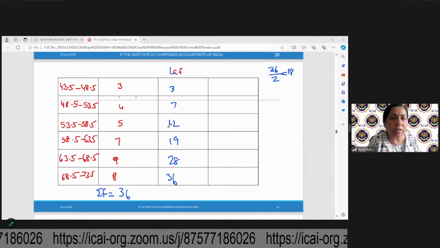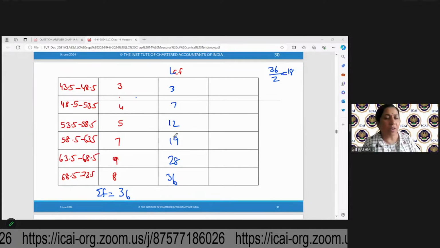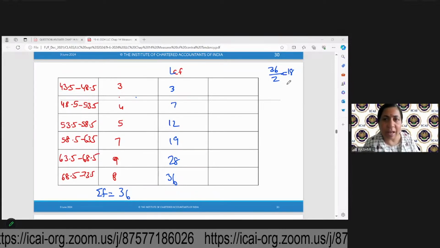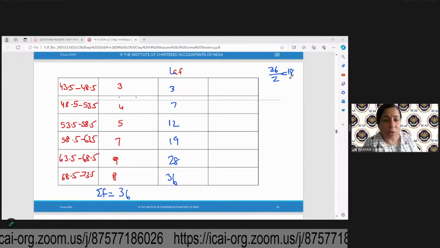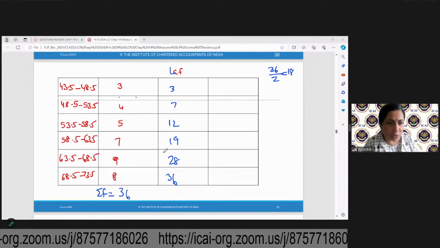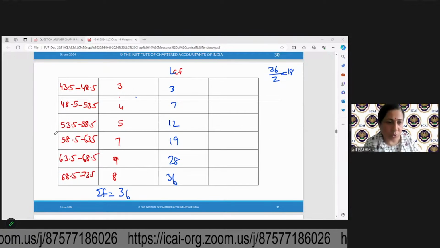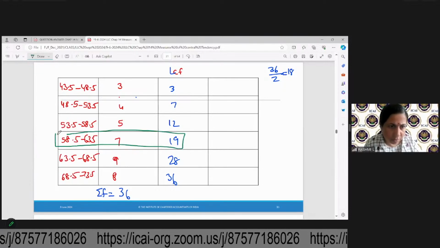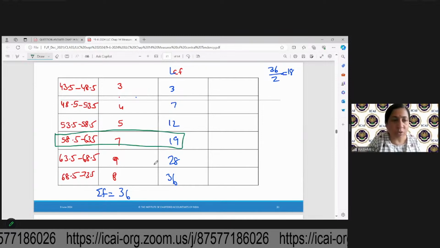See, 18 is above 12 but less than 19. So that means this 18 that I have, which is the middle of 36, is going to lie somewhere between these two. So I choose this class and I will try to use the formula.